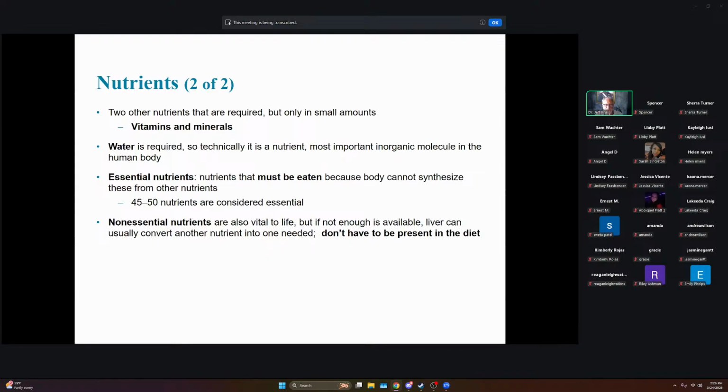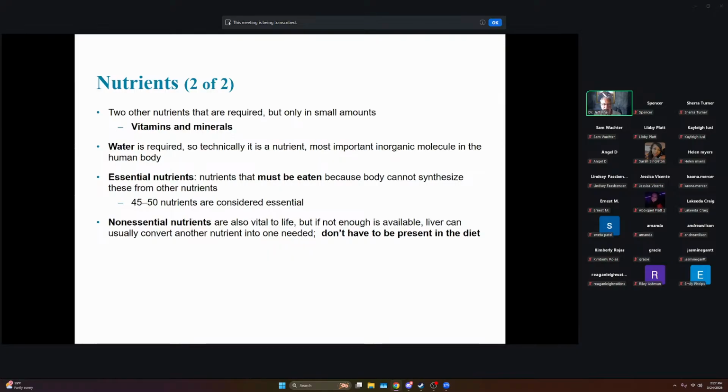non-essential nutrients, okay? Our essential nutrients are nutrients that, as the slide says, we have to take in orally. We have to eat it, drink it, or bring it in via a vitamin supplement, okay? Our body can't create these specific nutrients, these 40 to 50 essential nutrients. Our body can't create it from converting another nutrient into that type, okay? Which brings us to non-essential nutrients.